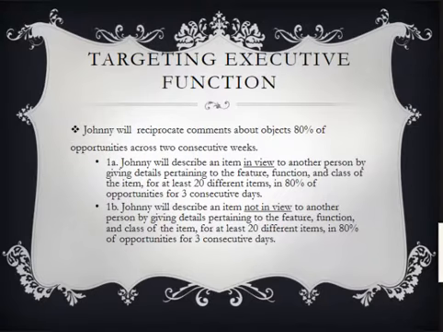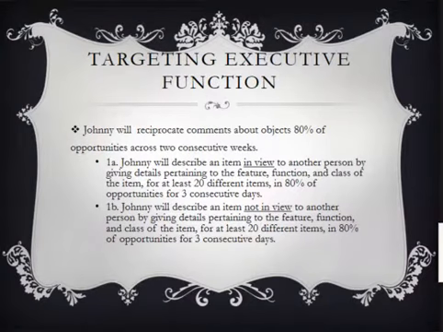So that first sentence that I just read off would be the ultimate goal. And then it has sub-goals. So in order for them to do that, they first need to do A and be able to do B in order for them to truly meet that ultimate goal. So the first sub-goal would be Johnny will describe an item in view to another person by giving details pertaining to the feature, the function, and the class of the item for at least 20 items in 80% of opportunities.